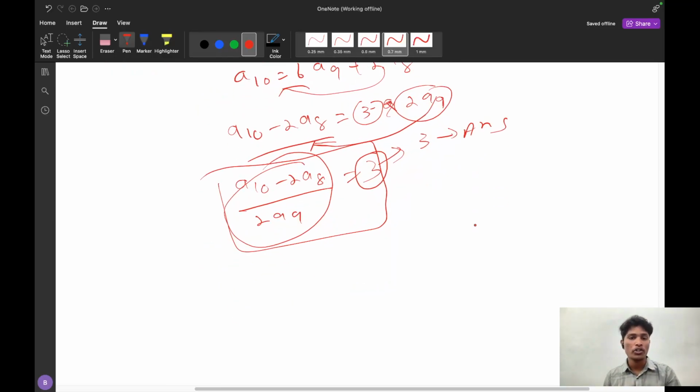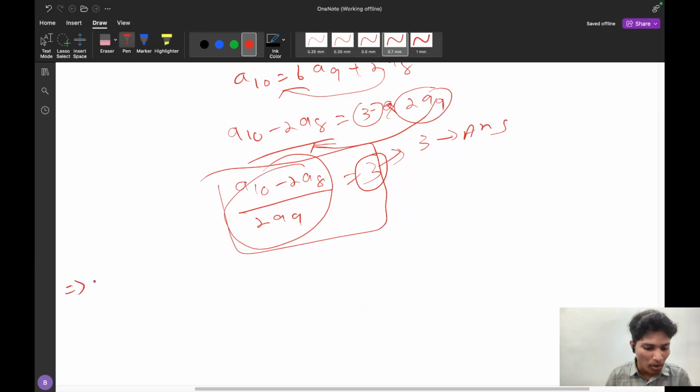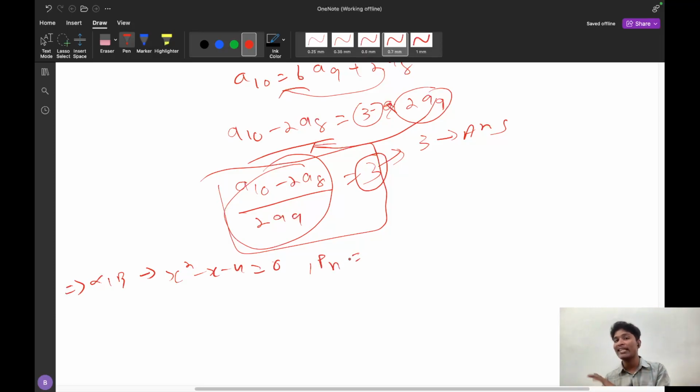Now another important question, same Newton formula only. Alpha beta are given again. Alpha beta are the roots of the equation x square minus x minus 4 equal to 0. And they gave Pn now. Sn, an, Pn, these are all the same, no need to get confused. Alpha power n minus beta power n.